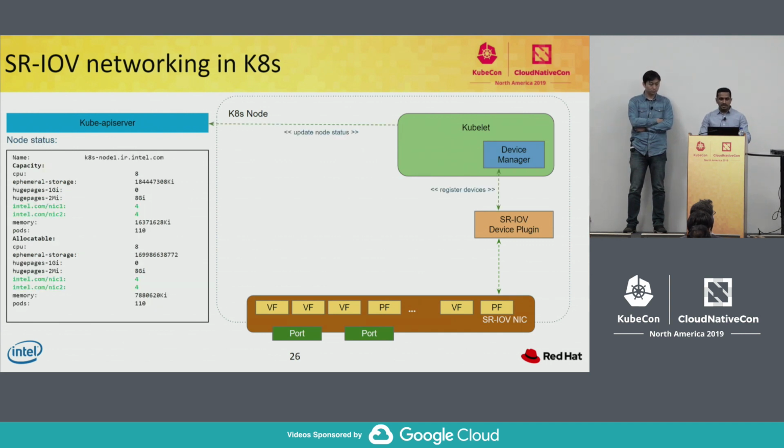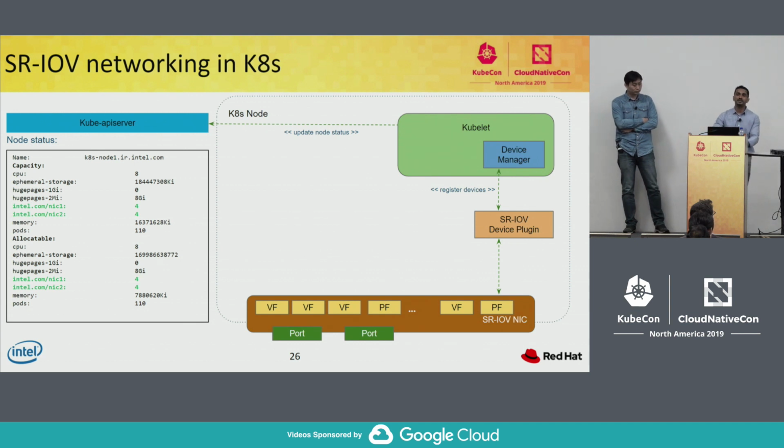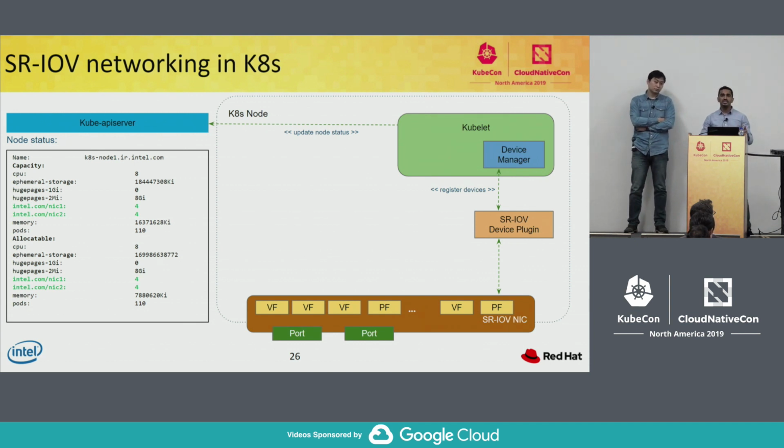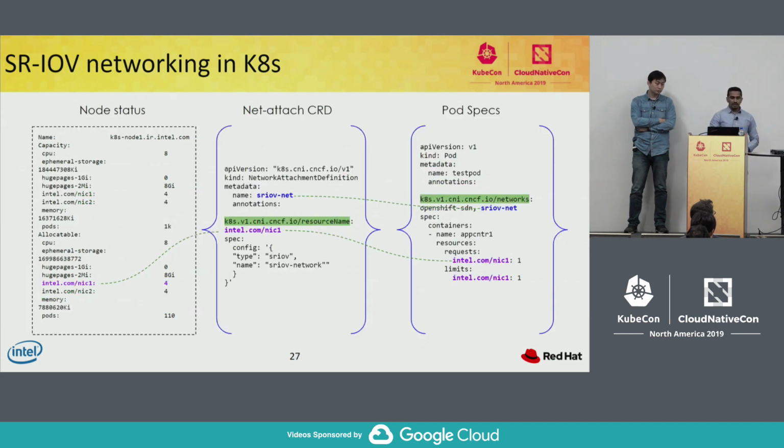After the device is discovered, the device plugin will register them with the kubelet, as part of the node information, which will be reflected in the Kubernetes API server. So this information can be used during pod scheduling. So the overall steps are like that.